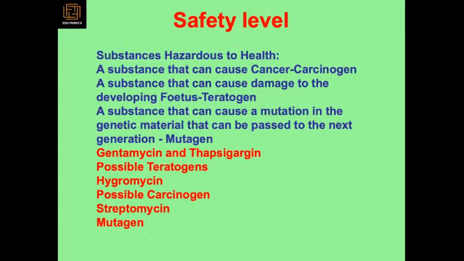Some safety levels have to be taken care of with mutagens, and possibly no carcinogen should be there. Whenever you're working with cell culture, make sure that you're wearing your gloves, cleaning everything with 70% ethanol, and sterilizing with UV light, so everything is maintained nicely.